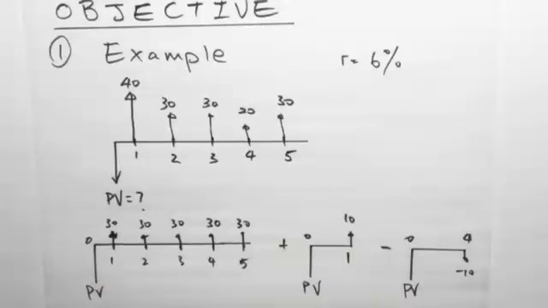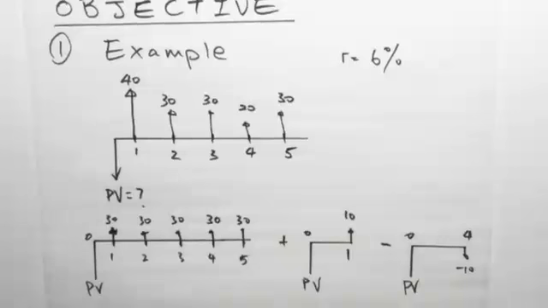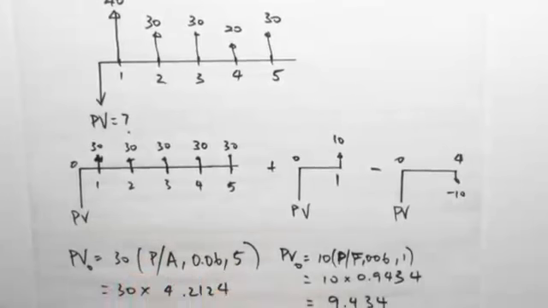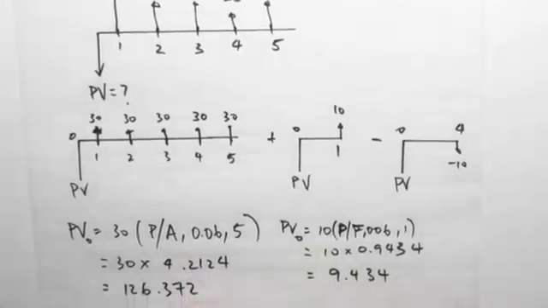Setting it up like this makes it very simple, because now we can apply the table or the equation to solve for the math. For this annuity, we just write it as 30 bracket find P given A, i and n. Using the interest rate table, I have a factor of 4.2124, and so we get our present value of the annuity to be 126.372.